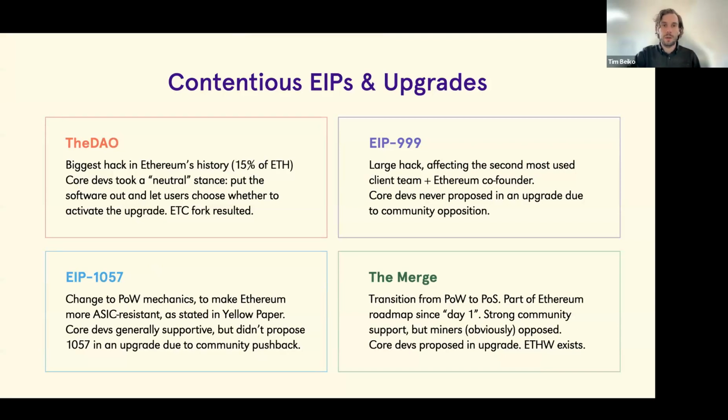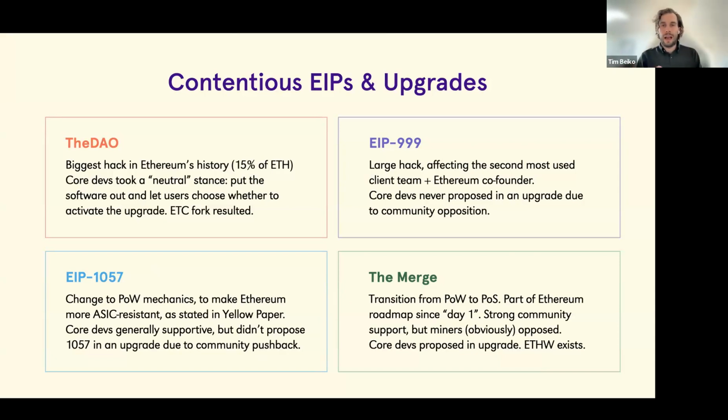The first time in Ethereum's history was with the DAO, where there was this huge hack where over 15% of the supply was affected. There, the core devs took a pretty neutral stance where they put out the software with the upgrade, but they let users activate a flag to say whether they supported it or not. And while most of the network moved in the direction of the upgrade, part of it didn't, and this is where Ethereum Classic comes from.